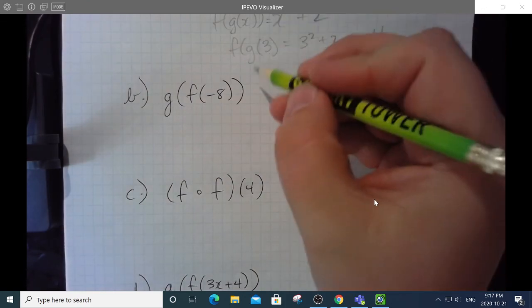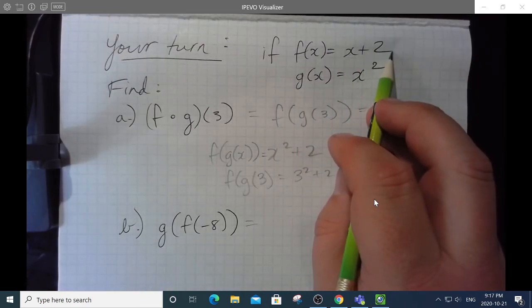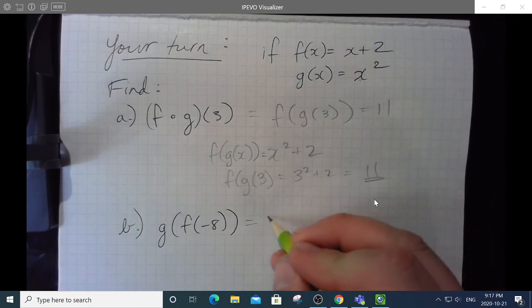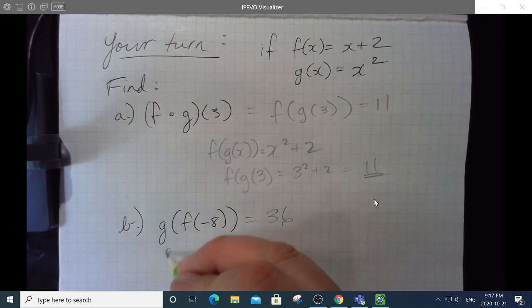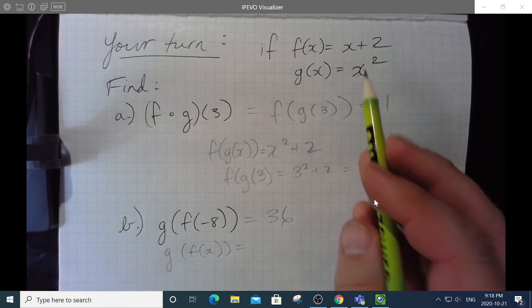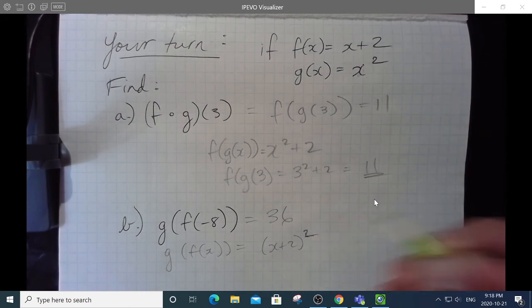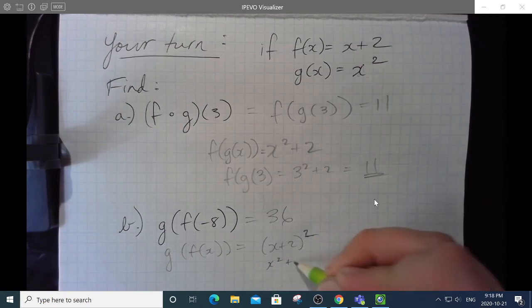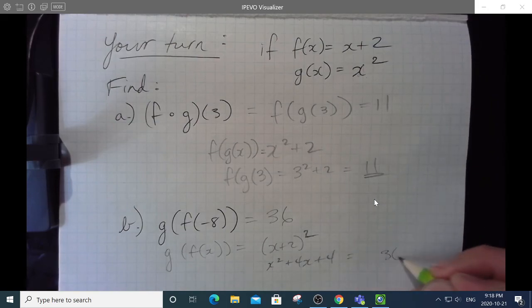Okay, did you try it? F of negative 8, back here, negative 8 plus 2 is negative 6. So negative 6 squared is 36. And again, if I wanted a formula way to do this, g of f of x is going to be x plus 2 squared, and that's going to be x squared plus 4x plus 4, and if I plug negative 8 in here, I get 64 minus 32 plus 4, which is 36.